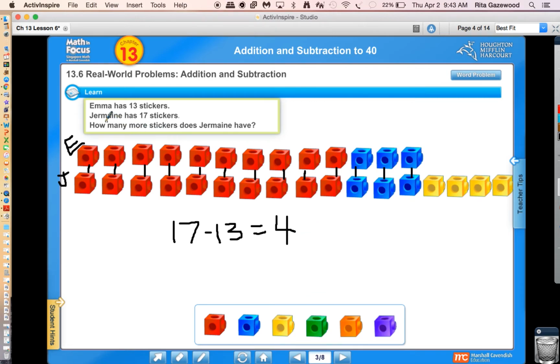So let's go back and answer the question. How many more stickers does Jermaine have than Emma? Jermaine has 4 more stickers than Emma.